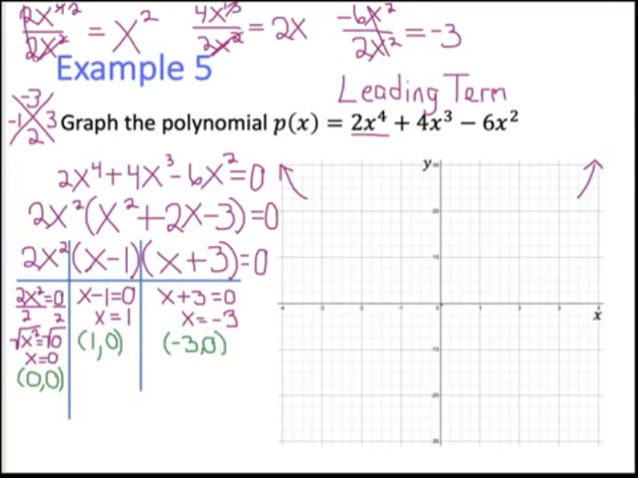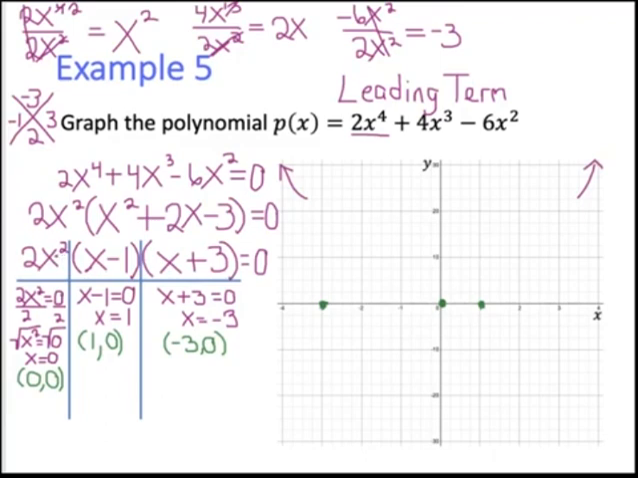And then we can go ahead and plot our x-intercepts. So we have our x-intercept 0, 0. We have 1, 0. And we have -3, 0. And then our next step is to determine the multiplicity of each 0 and use this multiplicity to decide if the graph will cross, bounce, or wiggle at each 0.